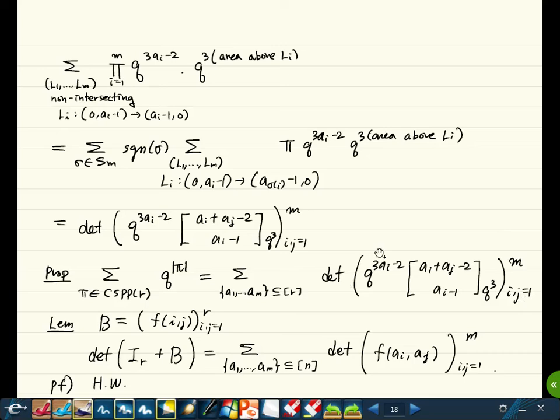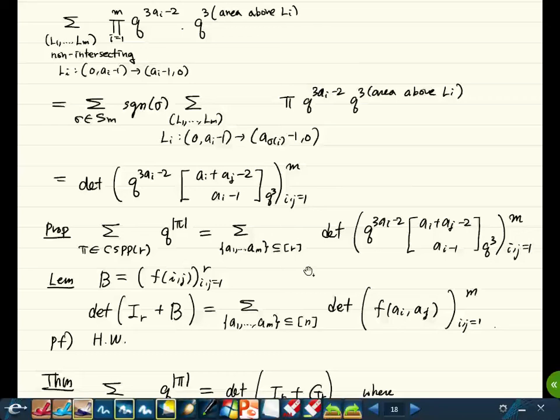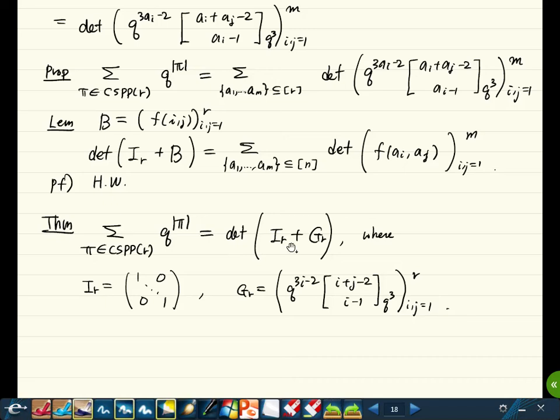And then we have a lemma, which is a homework. Using this lemma, this kind of thing can be written as a single determinant. So here is a sum of determinants. There are 2 to the r determinants. But they all add up to just one single determinant by this lemma, which is homework. So we express the whole generating function for cyclically symmetric plane partitions as a single determinant.